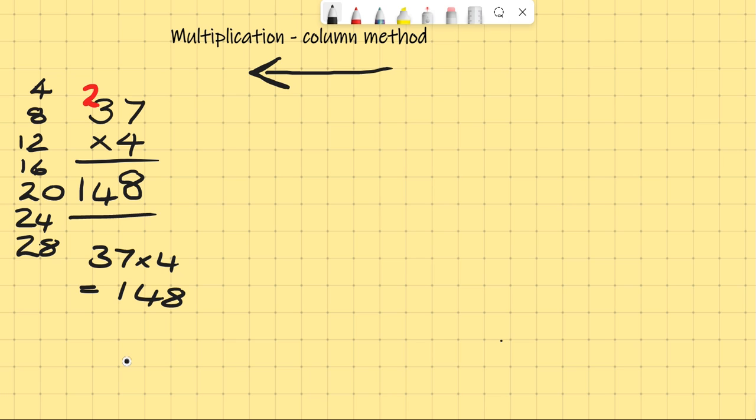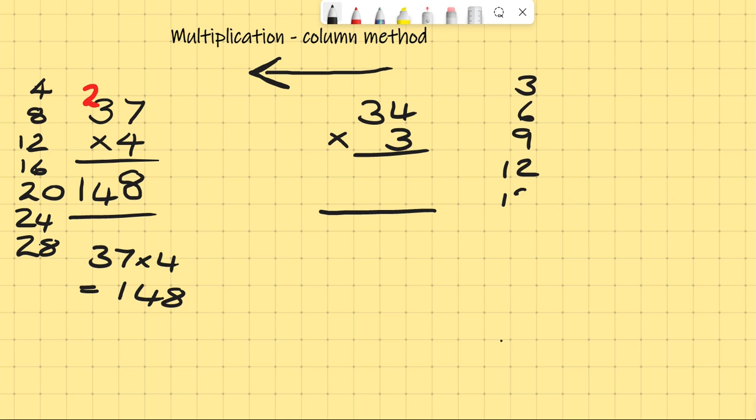Let's try another one. 34 times by 3. And again, I'm going to write my 3 times tables down the side. Okay, so remember right to left. So 4 3s are 12, 2 down. Carry that one in a nice bright colour to remind you you need to use it. And then 3 3s are 9, add the 1, 10.